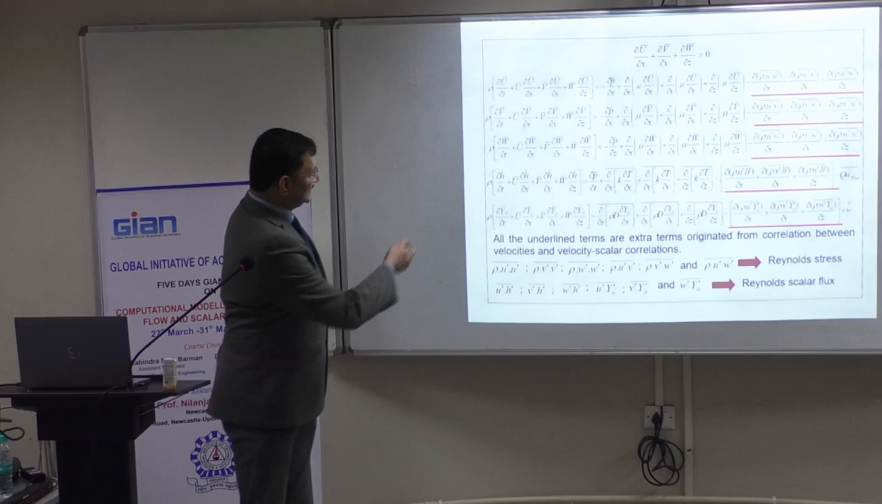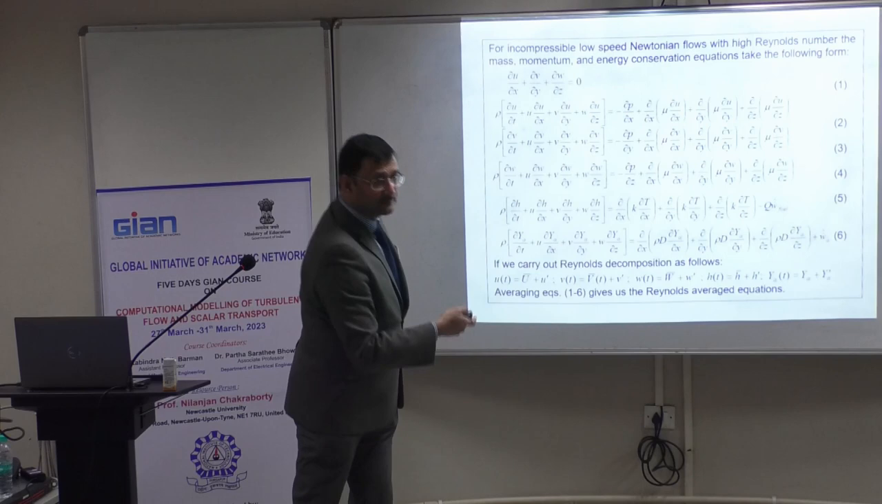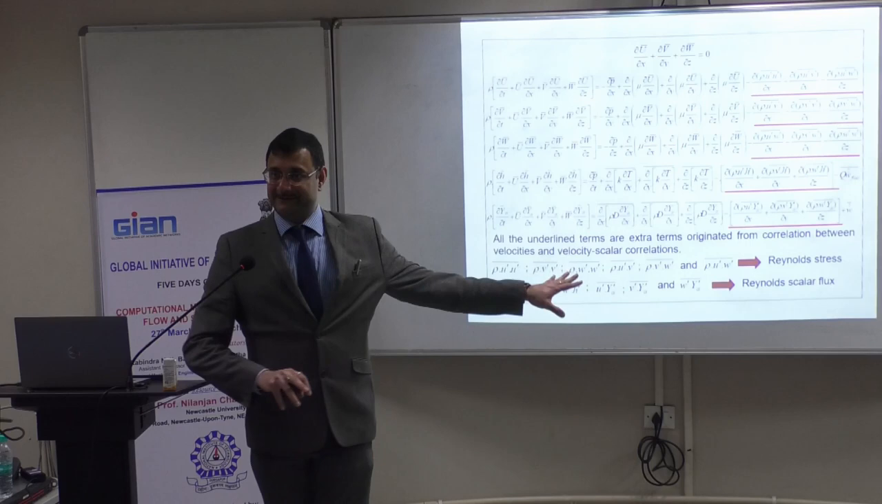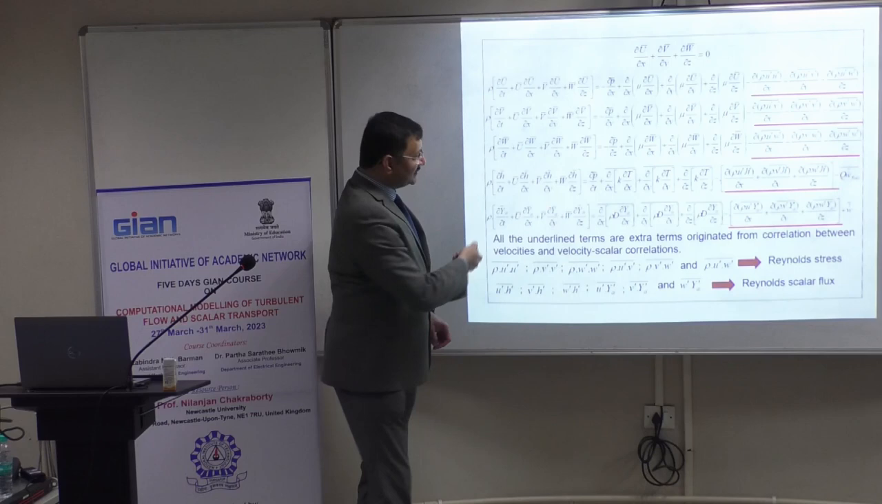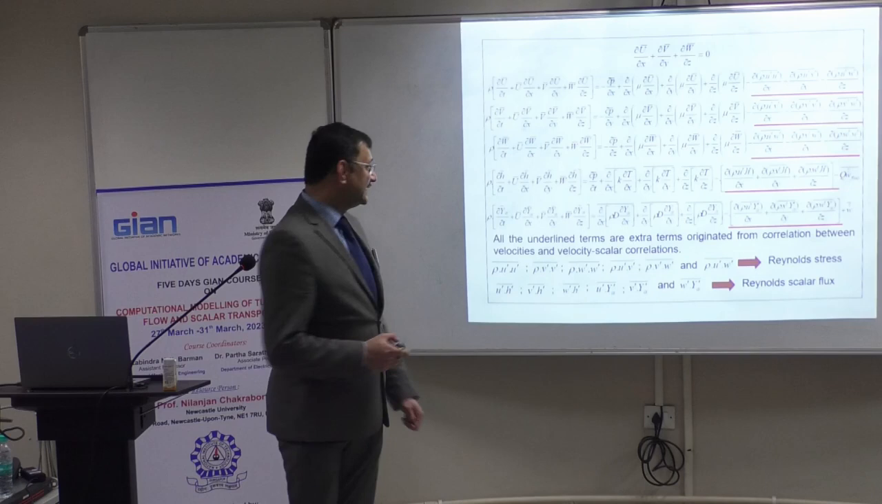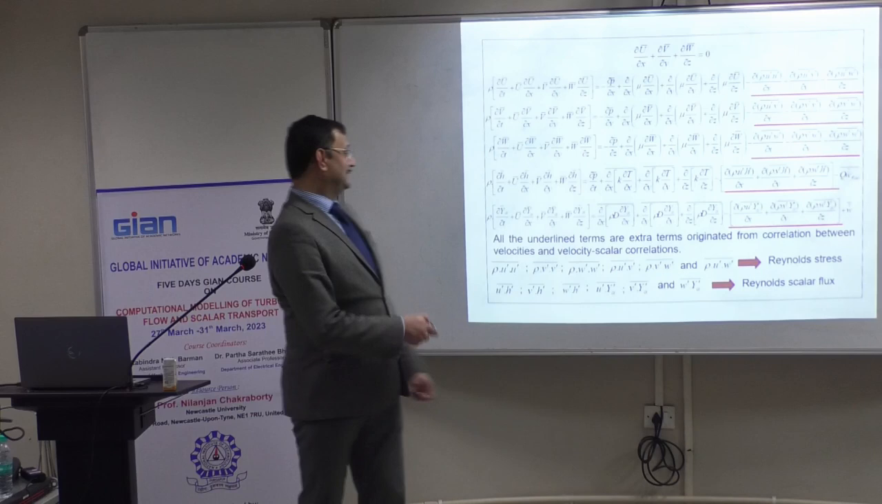If you compare this set with the previous set, you will see on the right hand side the equivalent terms will appear. But in addition to that, you will have some extra terms sitting here, which were not present in the previous slide. Okay? So at the moment, all the equations are written in terms of the mean quantities. Now I have got some extra terms sitting there, and these extra terms arise because of the correlation between the fluctuations. These terms are often referred to as Reynolds stress. These are called Reynolds scalar flux.